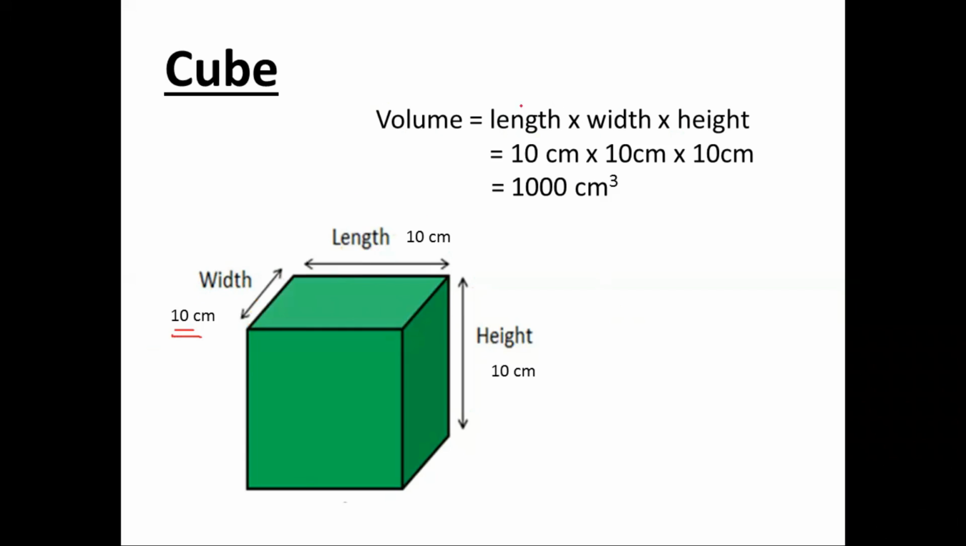So we apply that into the volume formula of this cube and we multiply them together. 10 times 10 times 10. So we get 1000 cubic centimeter. That is the volume of cube.